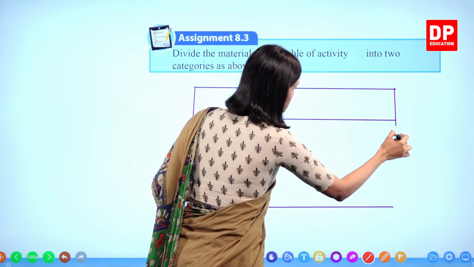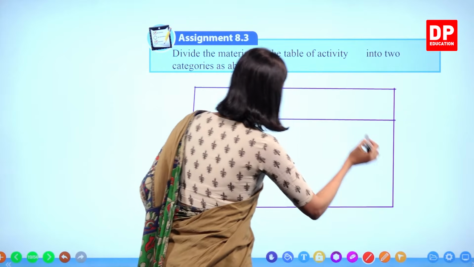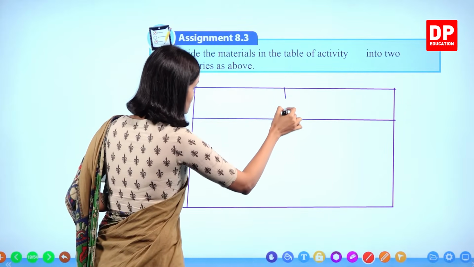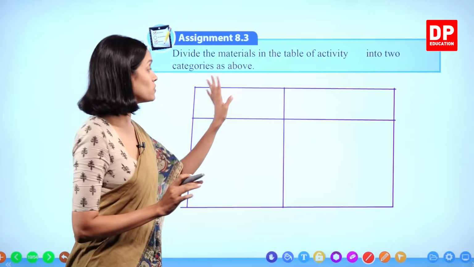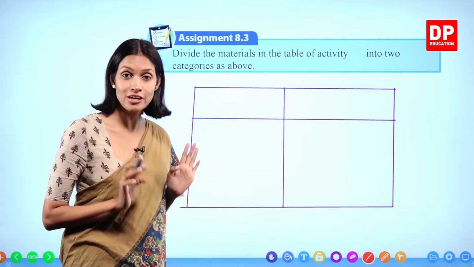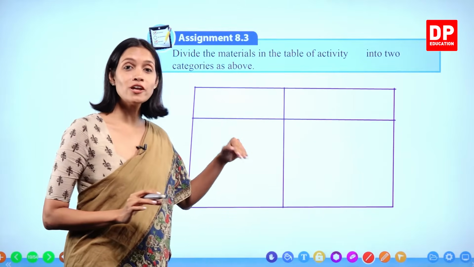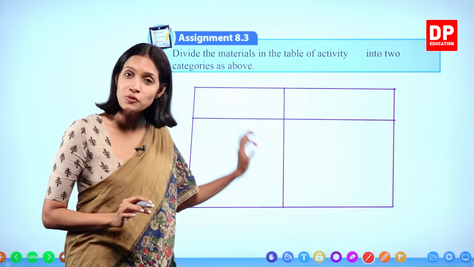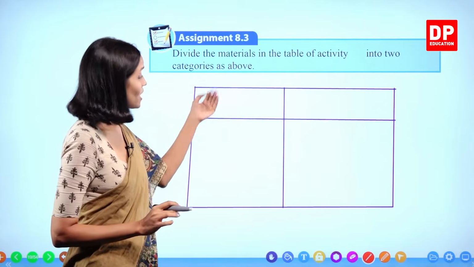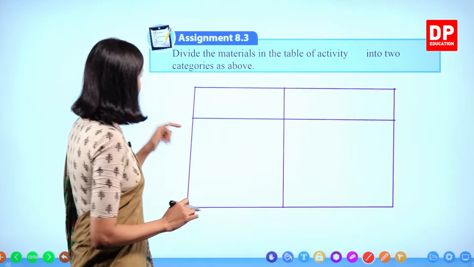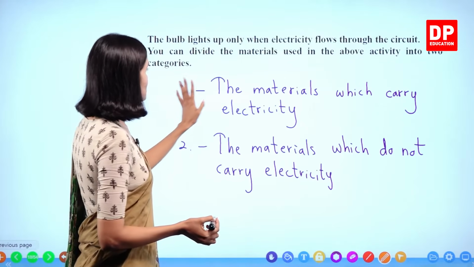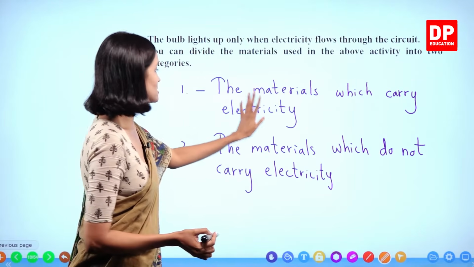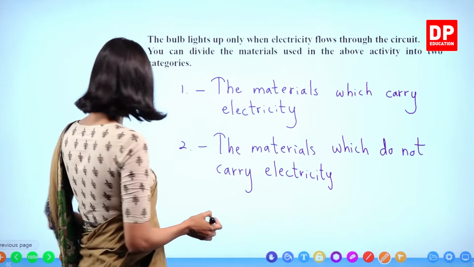So you all can do this before me, children. As we have already discussed the reason here, you all have the knowledge to do this activity by yourselves now, right? So before you watch this, you can stop the video and do it by yourselves, and then you can watch this, okay? So what are the two groups we have to use? Materials which carry electricity, materials which do not carry electricity, right?